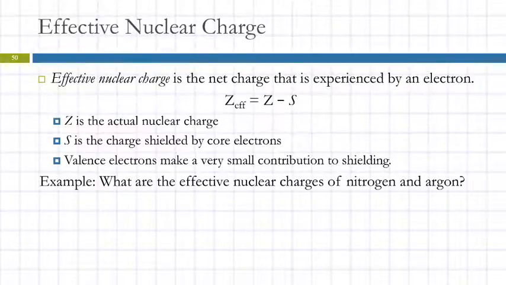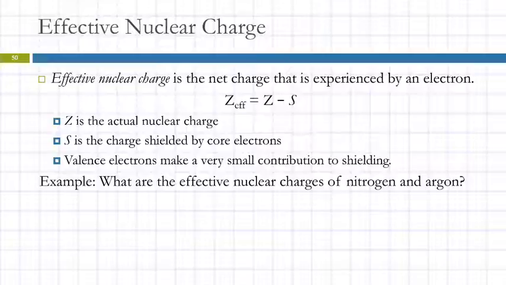We can quantify that and call it the effective nuclear charge. That's the net charge experienced by an electron. So the effective nuclear charge is the actual nuclear charge, which is the same as the atomic number, the number of protons, and subtracting S, that's the number of core electrons that are shielding. Okay. Valence electrons do contribute to shielding, but it's really small and we're just going to ignore it.